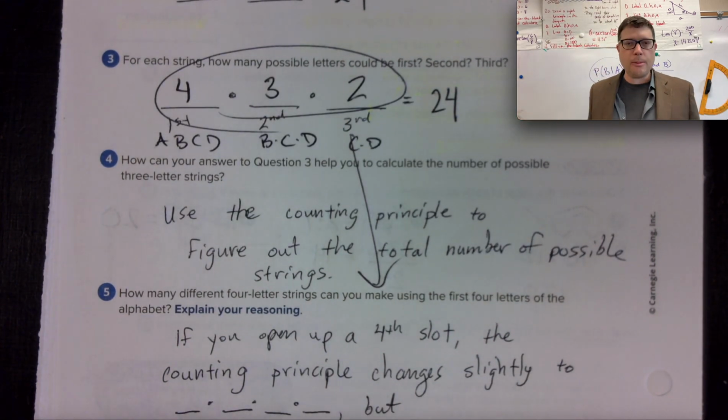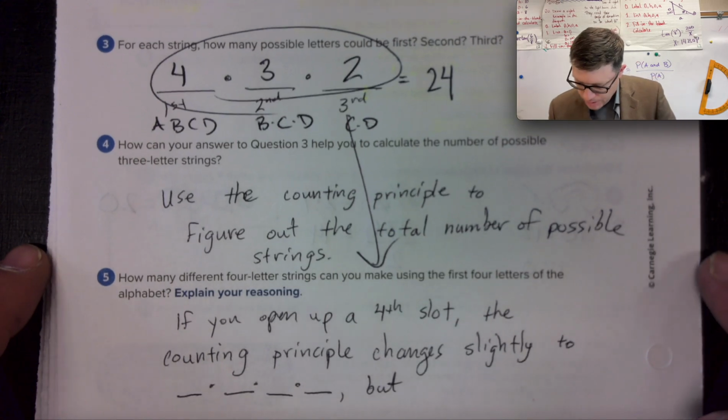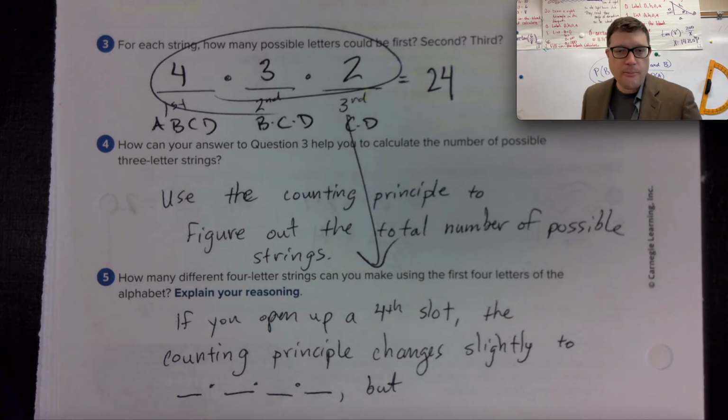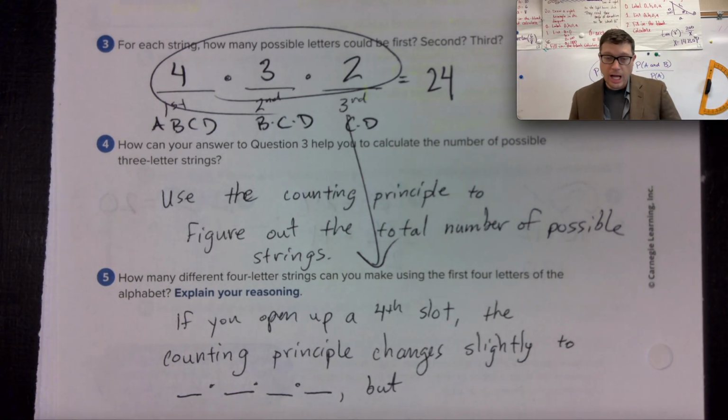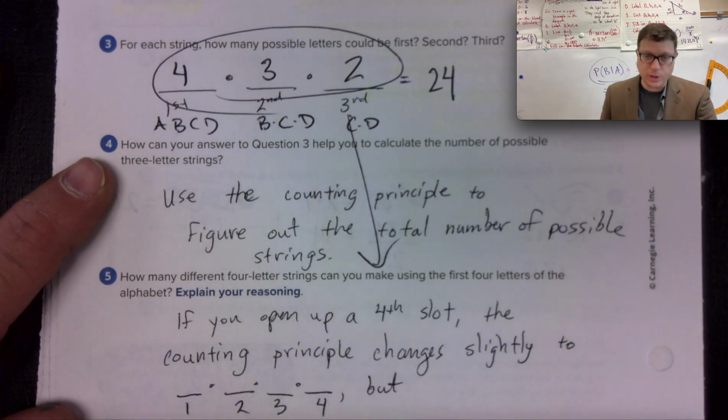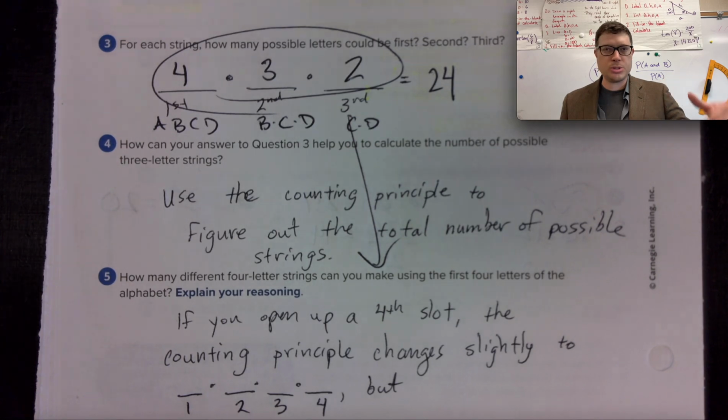That's the rule, by the way. I'm applying the counting principle rule. Now, we have our final question. How many different 4-letter strings can you make using the first 4 letters of the alphabet? Okay, so we've opened up a 4th slot. So there's a first choice, second choice, third choice, 4th choice. What goes first, what goes second, what goes third, what goes 4th.